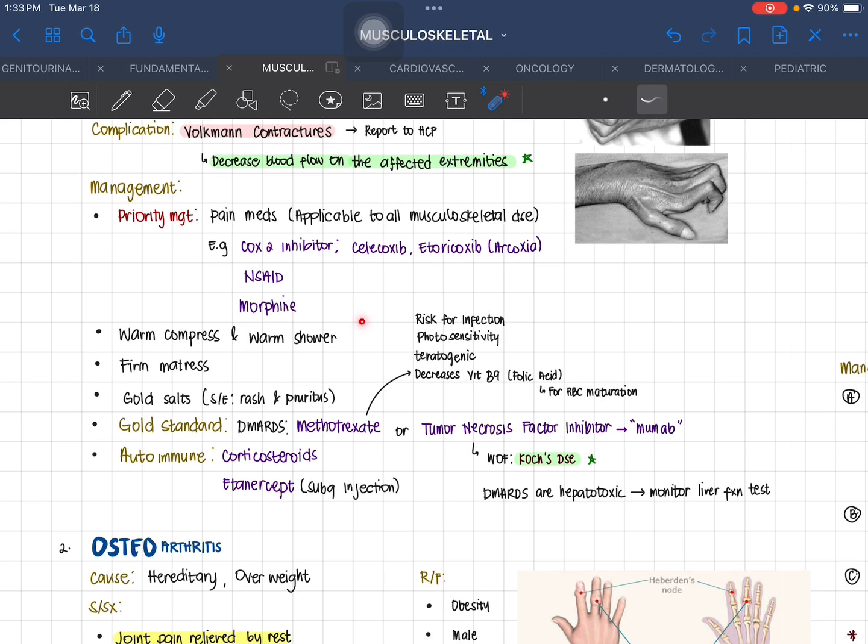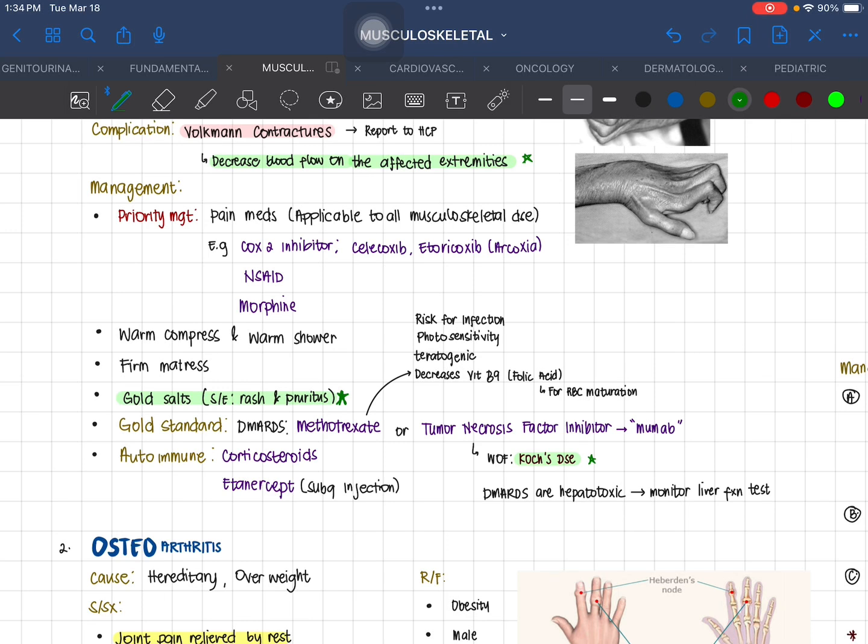Next, another management is warm compress and also warm shower. Also, firm dapat ang mattress, and isa sa mga management is yung gold salts. Ang signs and symptoms nga lang niya ay rash and pruritus. Yan, tatandaan natin yan, gold salts. Pero meron tayo tinatawag na gold standard as management sa rheumatoid arthritis.